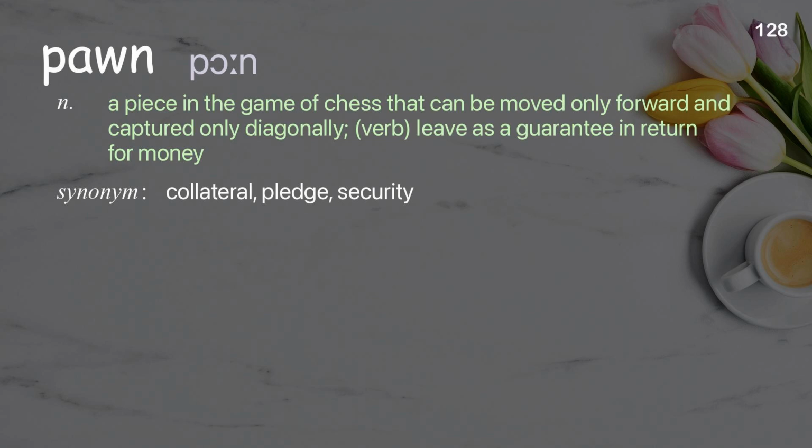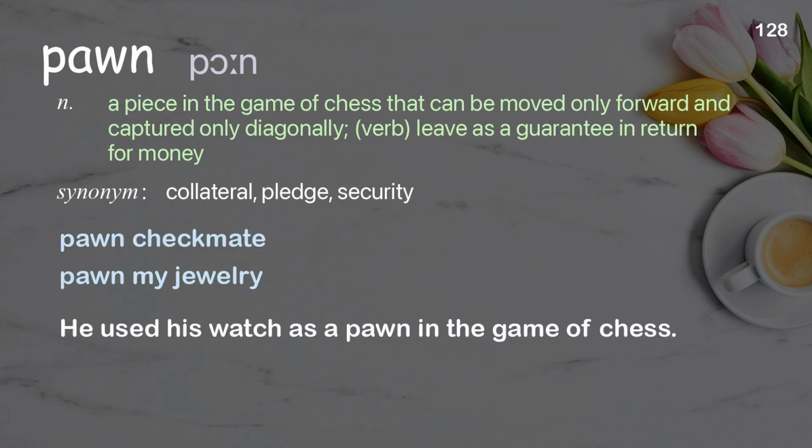Pawn. A piece in the game of chess that can be moved only forward and captured only diagonally. Verb: leave as a guarantee in return for money. Examples: Pawn checkmate. Pawn my jewelry. He used his watch as a pawn in the game of chess.